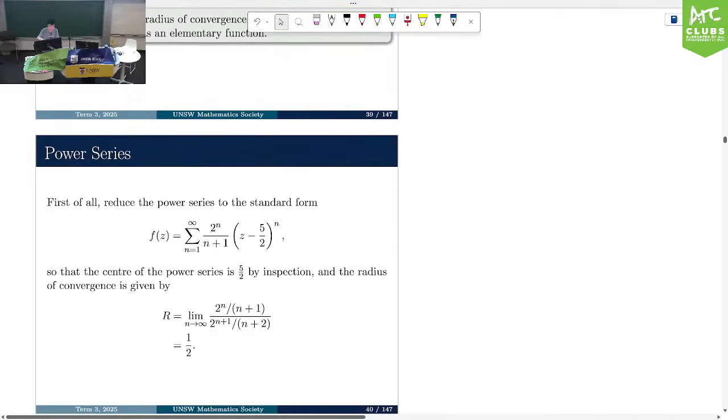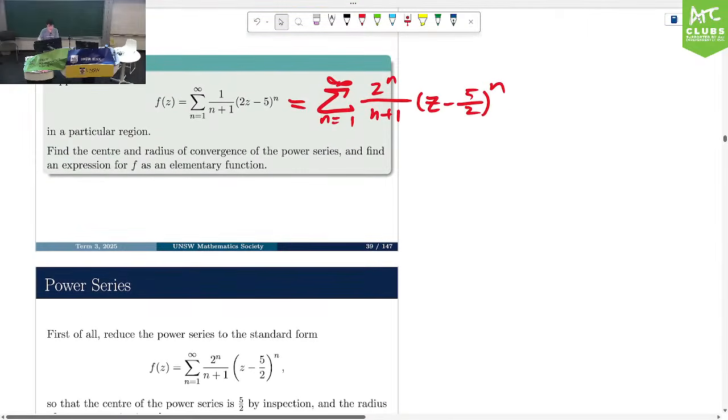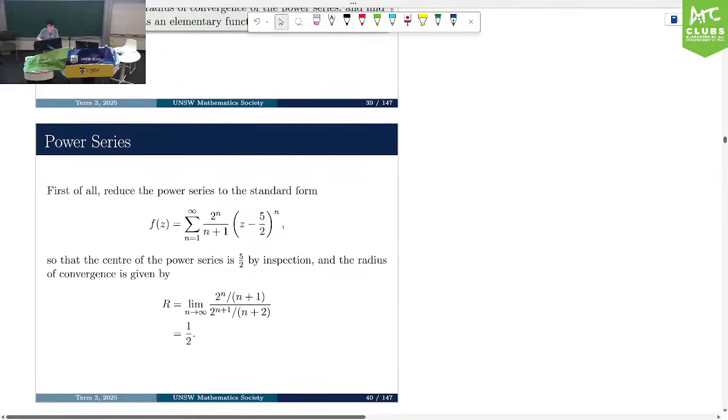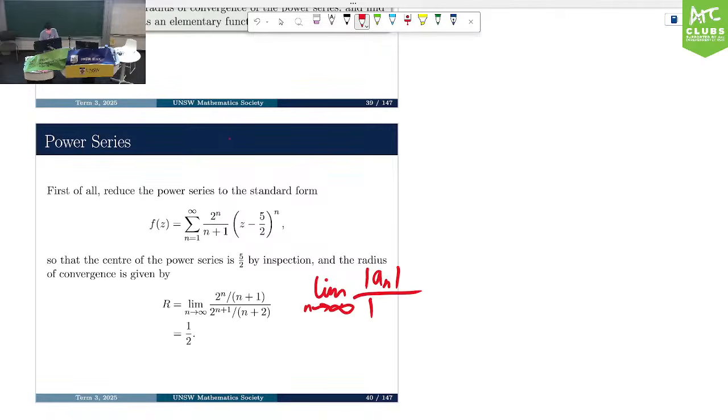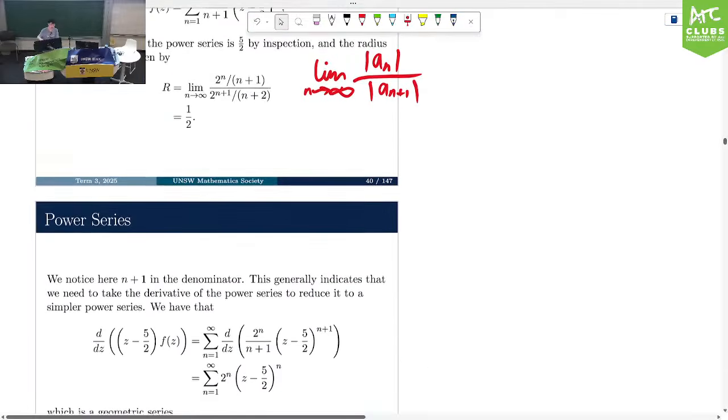And after converting to the standard form, we can just inspect that the center is going to be 5/2, and we can do the ratio test to find that the radius of convergence is 1/2. So I'll just write it again just in case. It's this thing over here, the modulus of a_n over the modulus of a_(n+1). Yeah, we have 1/2 by doing that.